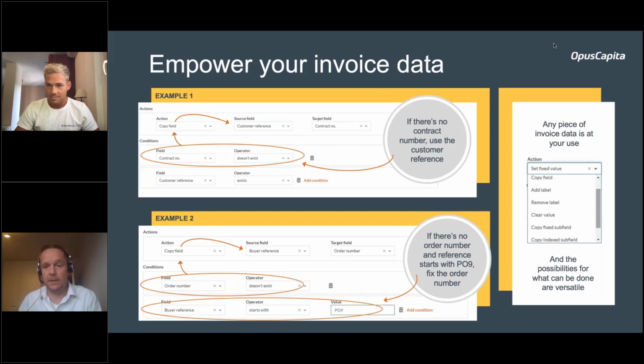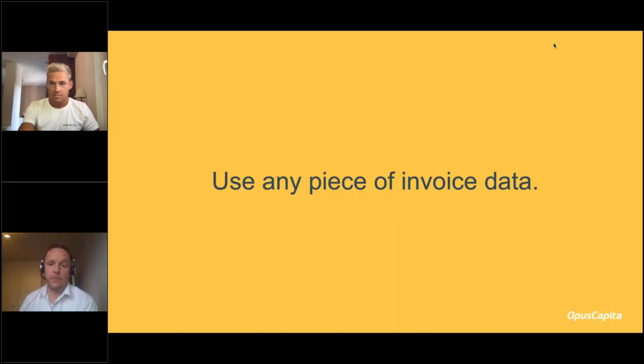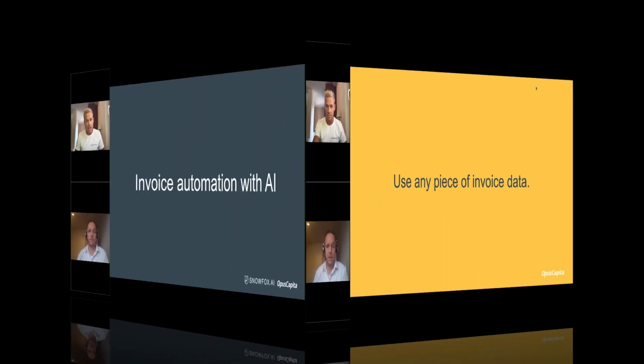Then on the right side, there's a couple of examples of what we can do with the manipulation rules. We can copy fields, we can add labels for later usage, we can clear values there, we can also copy, for example, indexed subfields, so that the supplier is able to put the GL account and the contract number and the purchase order number in the same field. You can use almost every data on the invoice.